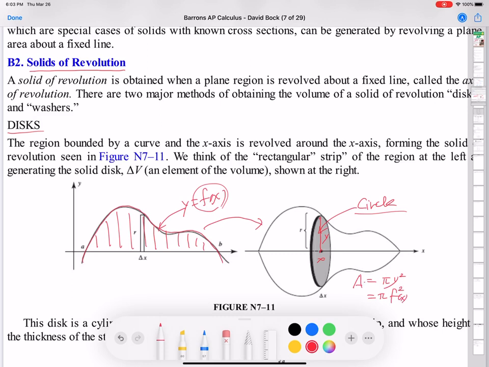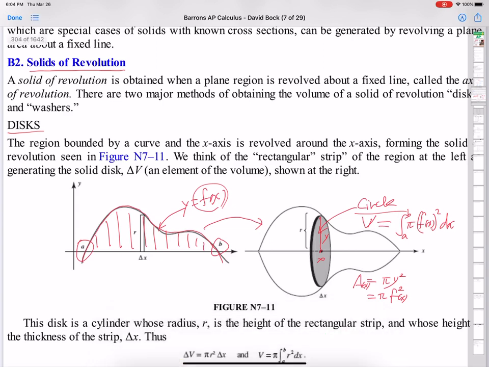We have to find that A(x) because we cut this solid with a plane perpendicular to the x-axis. That's why we find A(x). And then we integrate that circle's area, pi r squared, pi y squared, pi f(x) squared, dx from a to b. This is a, this is b. That is the volume. We call this the disc method.